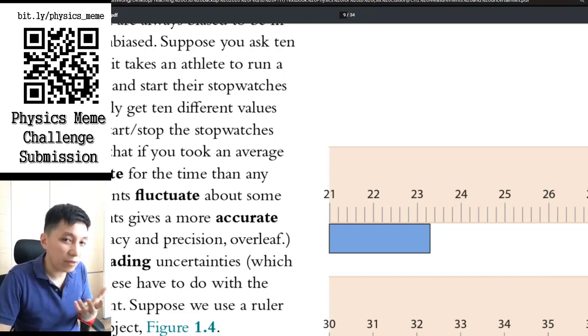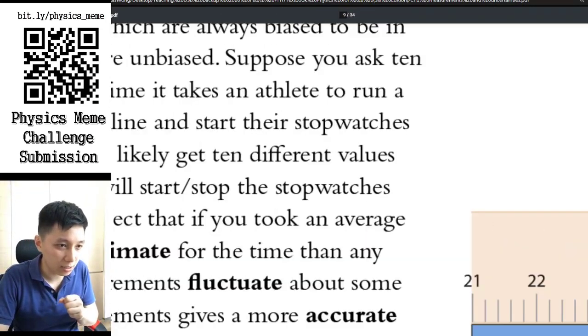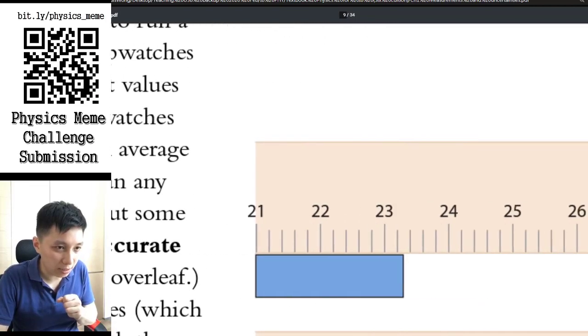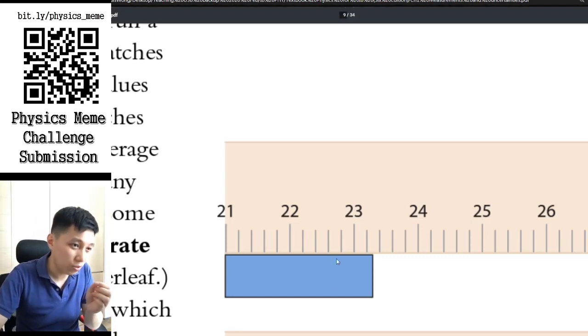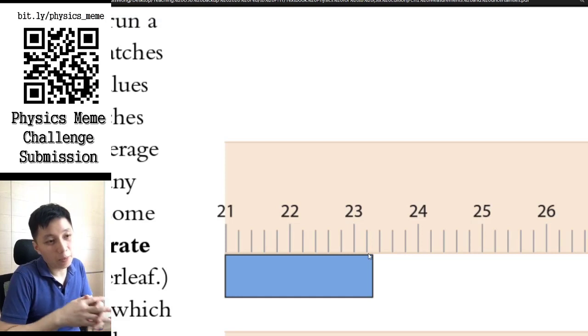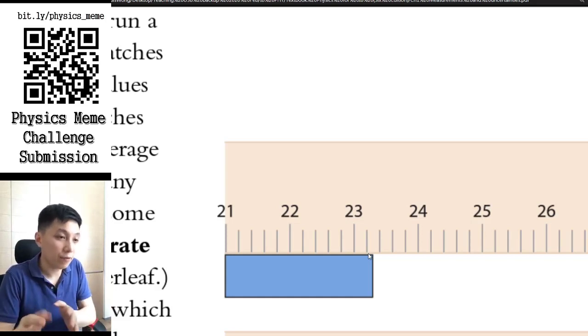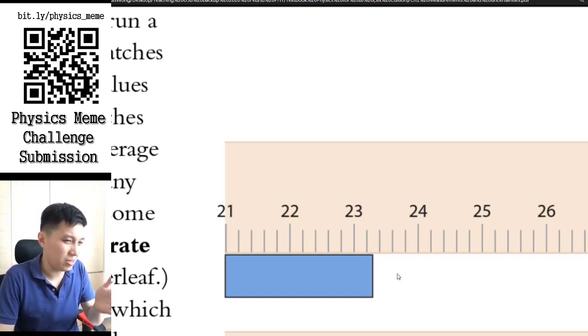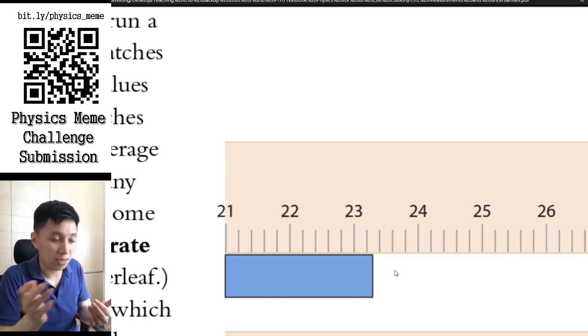So the best thing that we can get out of this particular ruler is that you can only guess which one is closer. So I think it's precisely closer to 23.2. So what I can say about this is the length of this object is 23.2. However, we all know it would probably be best if we could guess 23.3, but we cannot say that because there's no marking in it.